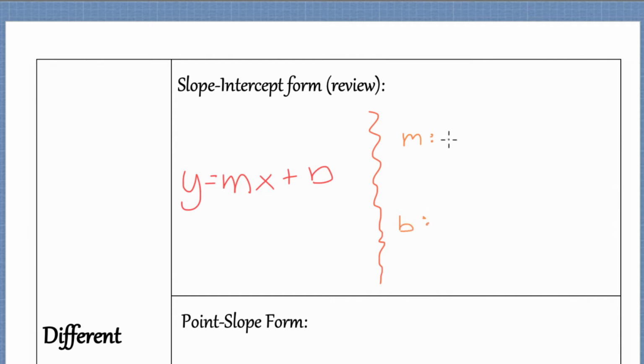So m stands for the slope. If you ever have a problem and you need to put in the slope, you would plug in the slope for m. B stands for the y-intercept, and so for any of your problems, if you need the y-intercept, you would plug it in for b. So that was just a quick overview of slope-intercept form. Now let's move on to point-slope form.